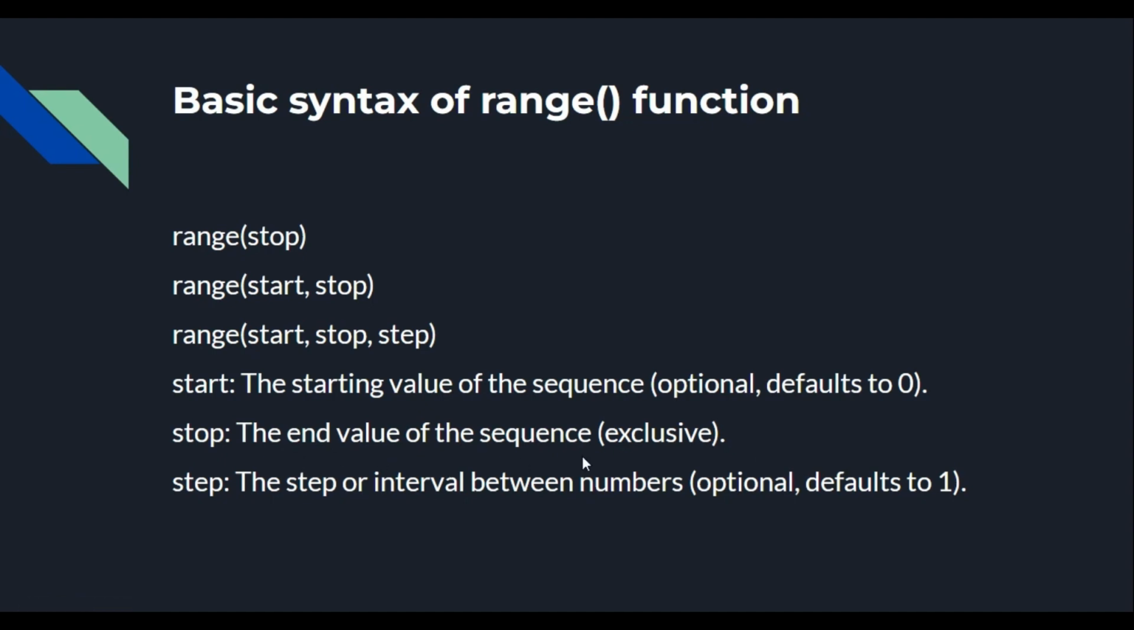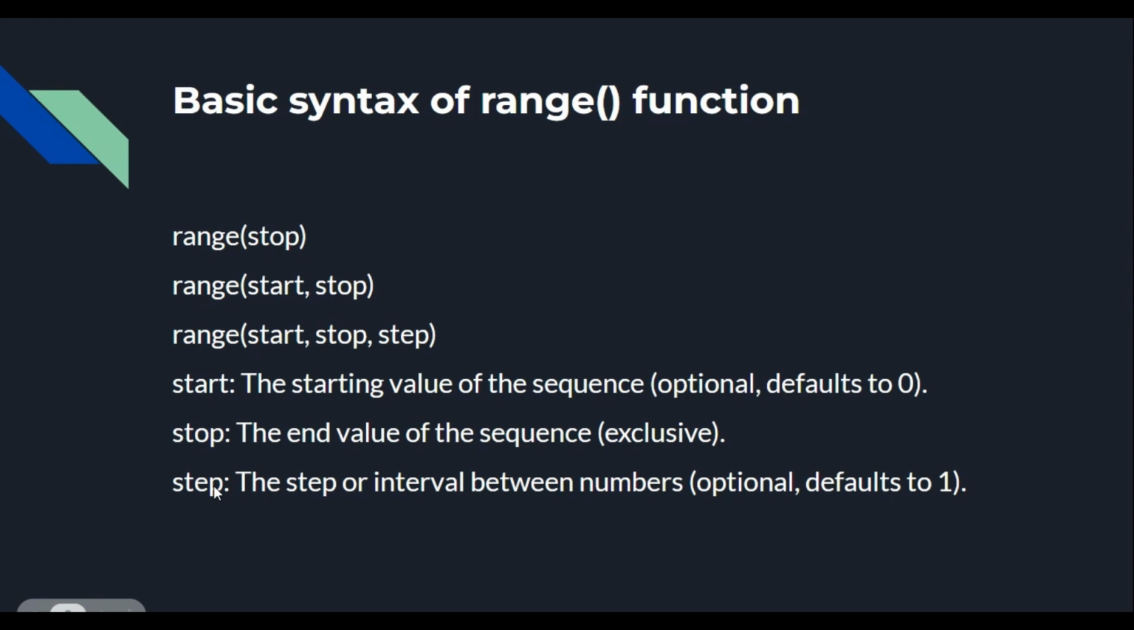So what it means is, whatever stop value you are giving, at that value your sequence should stop. But here in Python, whatever end you are giving is exclusive, meaning it will not include that stop value, so you will get the sequence from start to stop minus 1. We will see that practically, then you will understand more.